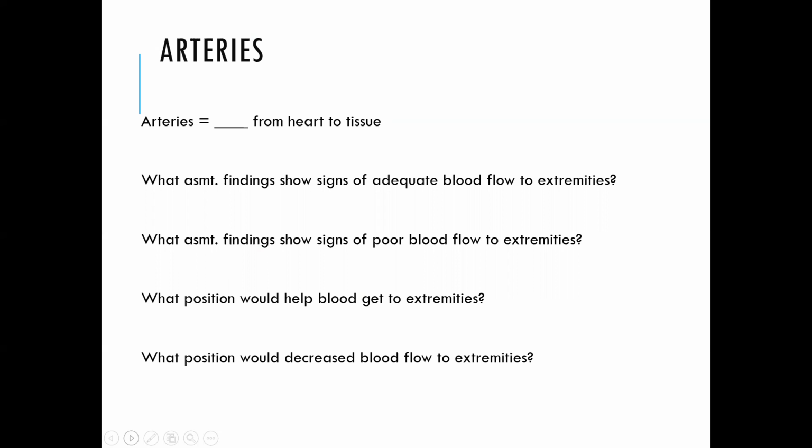So let's flip that around. What assessment findings would show signs of poor blood flow to an extremity? Well, that client may report pain. It could be sharp or crampy or achy. The extremity could be pale, cyanotic, or ashen color. There may be decreased to absent pulses. The client could report numbness and decreased sensation in that extremity. The extremity will be cold.